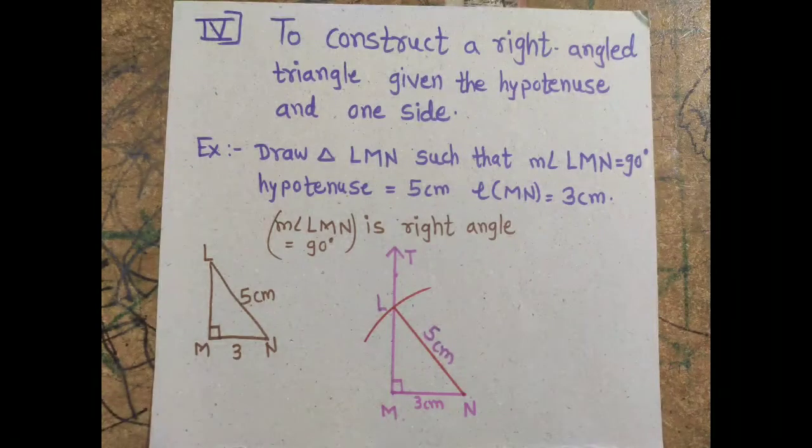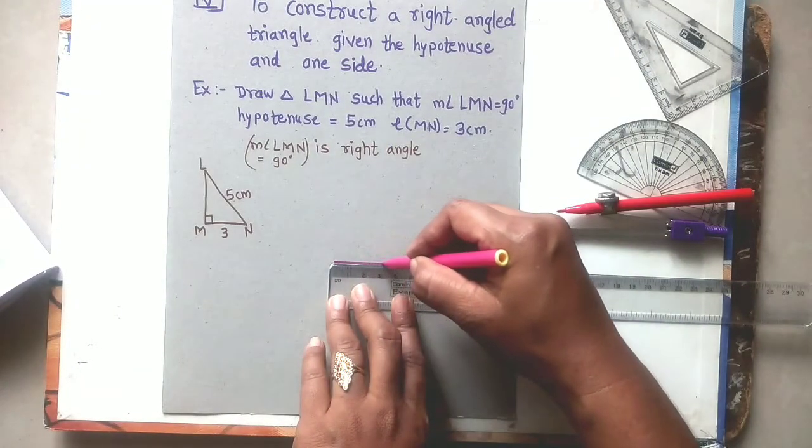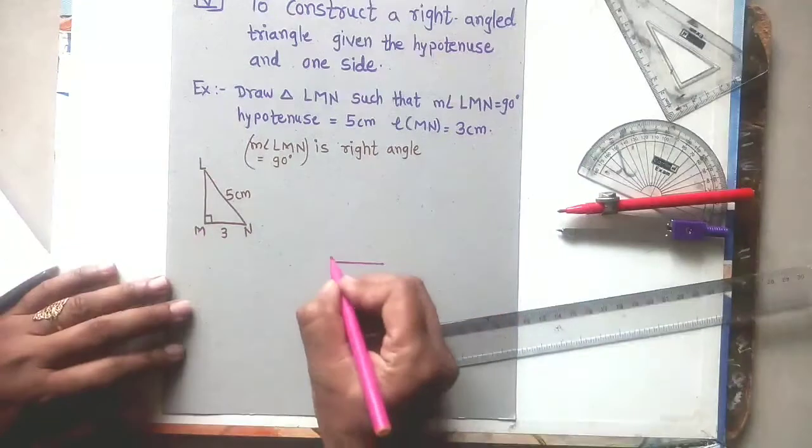Let us draw the rough figure using the given information. Rough figure, measure of angle LMN is equal to 90 degree. We draw a right angle triangle approximately and mark the right angle. Thus, we show the given information in the rough figure. As shown in the rough figure, draw the base seg MN of length 3 cm.